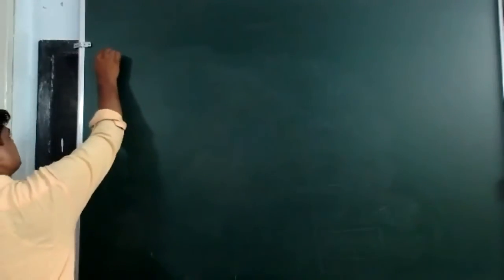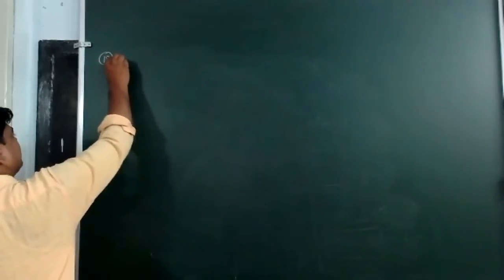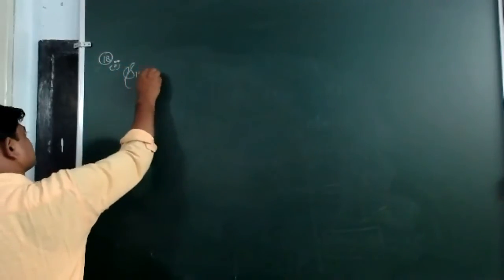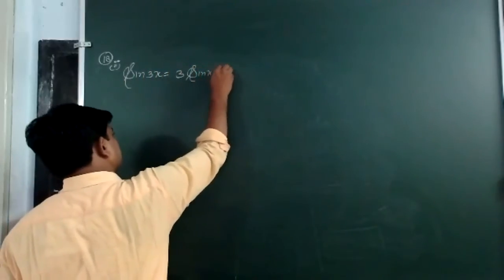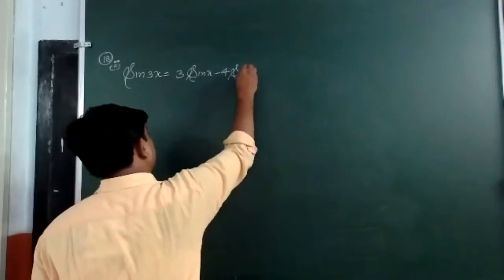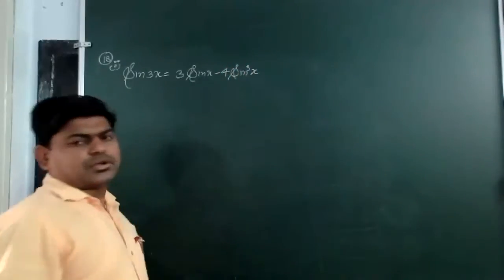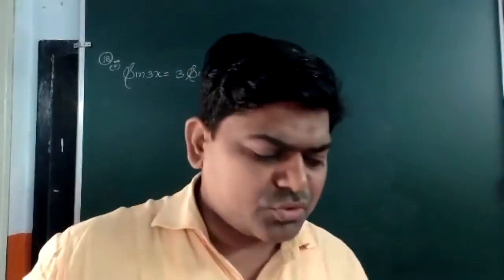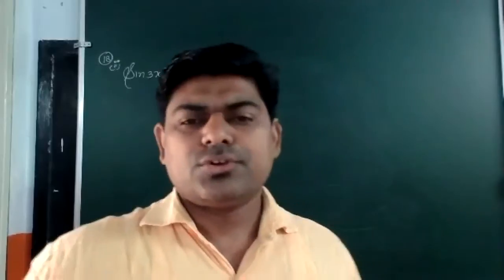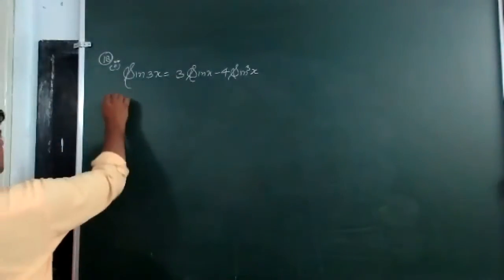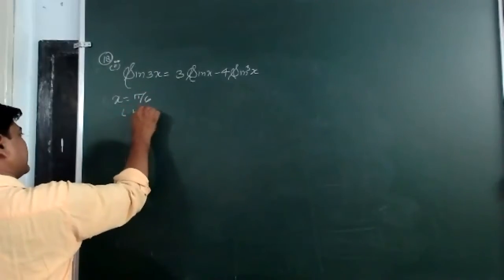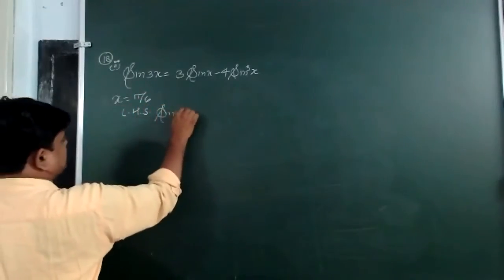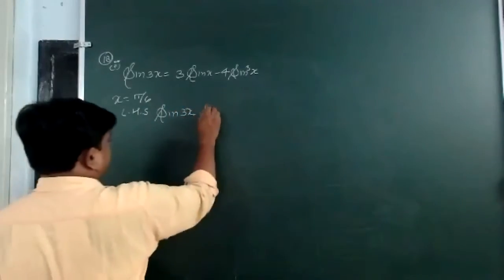Question number 18, second part. The formula is given: sin 3x is equal to 3 sin x minus 4 sin cube x. We have to verify it with x equal to pi by 6, whether this result is correct or not. So what should I write? Take x equal to pi by 6, and the left hand side is sin 3x.